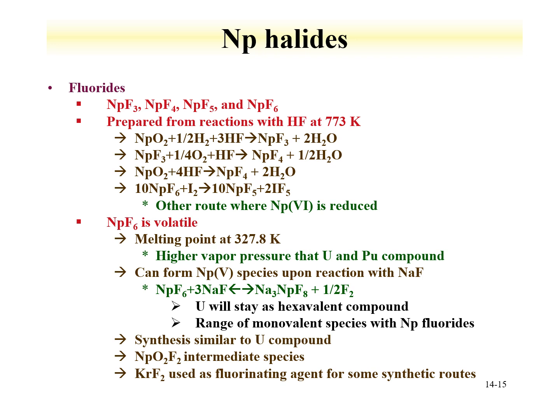The halides are also important species. You can make neptunium halides in the 3, 4, 5, and 6 oxidation states. And these can be prepared from the reactions with HF, as shown here, either starting with the dioxide, or taking the tetrafluoride and adding another fluoride to it, or taking the dioxide and reacting it with the fluoride directly to make the tetrafluoride.